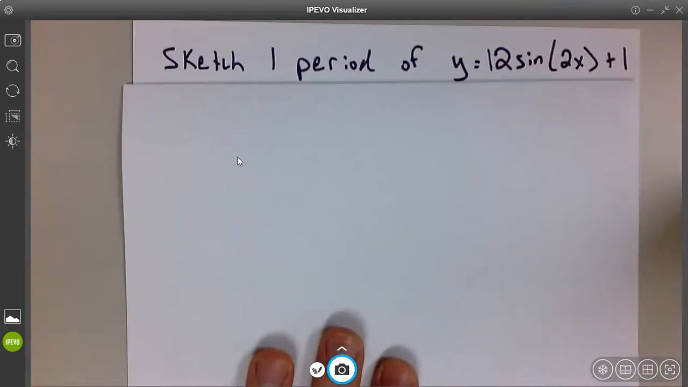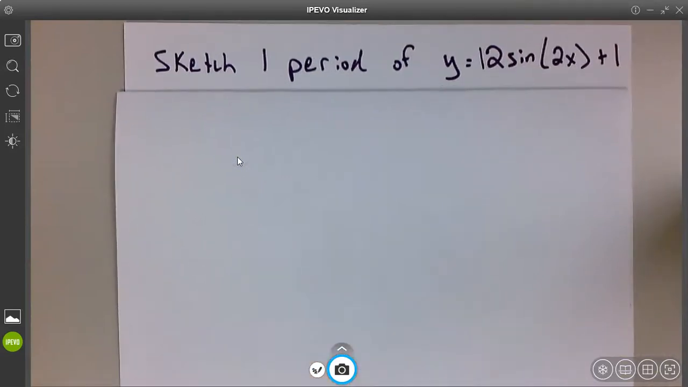Okay, so here's the problem we're looking at. We want to sketch one period of 12 times the sine of 2x plus 1. Through notes and things, I think we've already done the basic one, hopefully at this point. If not, that's okay. They're all kind of the same.